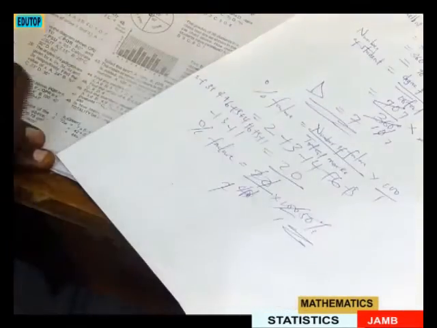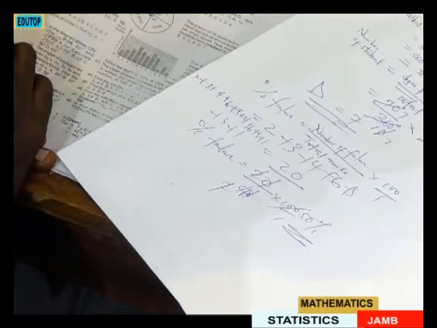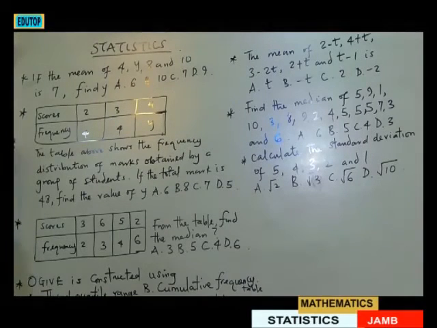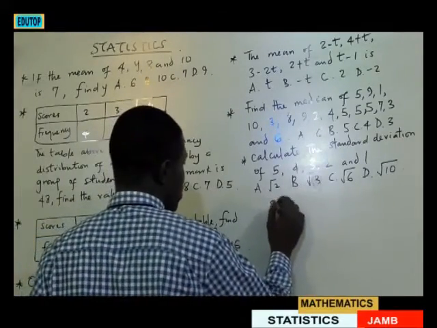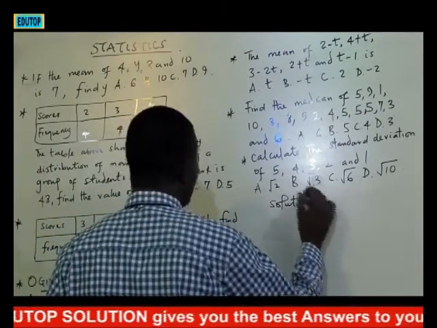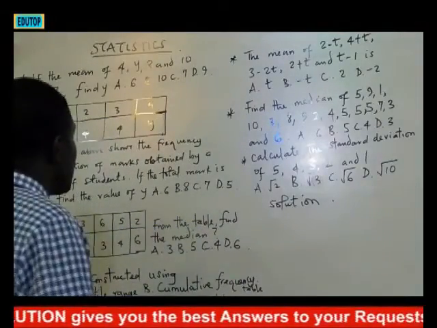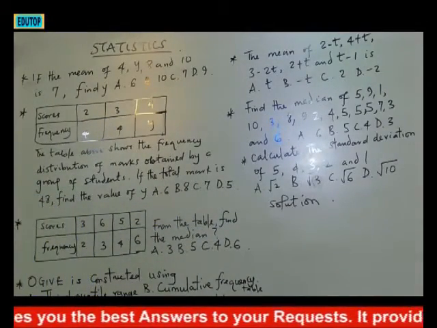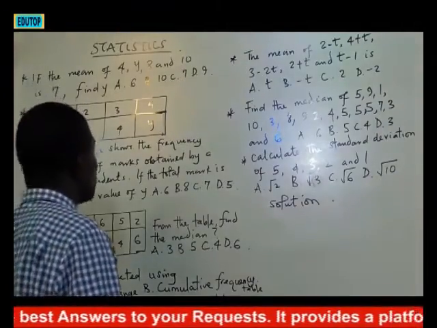So 50% failed. Now these are the subsequent questions to the ones we have solved earlier, the continuation of those questions. Now this is the next question, which says that if the mean of 4, y, 8 and 10 is 7, find y. So in this situation, the first thing we ask ourselves, if you look at the way the values are given, you will discover that this is ungrouped data.